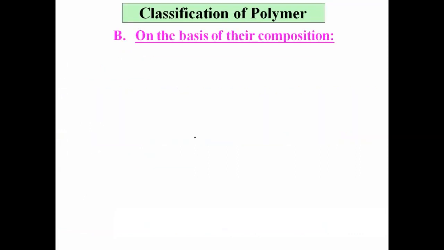Now let us see the second mode of classification, on the basis of their composition. On the basis of their composition, polymers are classified into two main types.